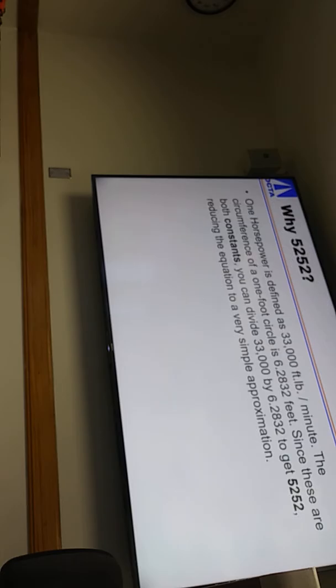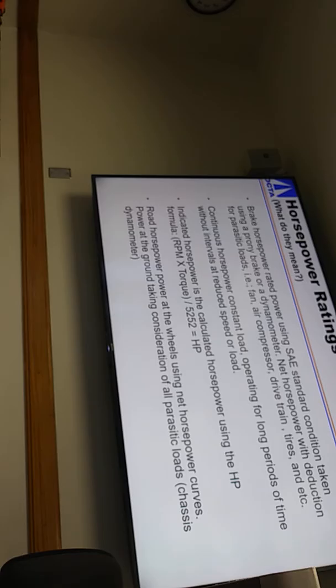Now, 1 horsepower is defined as 33,000 pounds lifted 1 foot in a minute. So the circumference of a 1-foot-radius circle, see, I'm reading this for the first time, is 6.2832 feet. Since these are both constants, you divide 33,000 by 6.2832, and you get the 5252 number used in the horsepower formula.